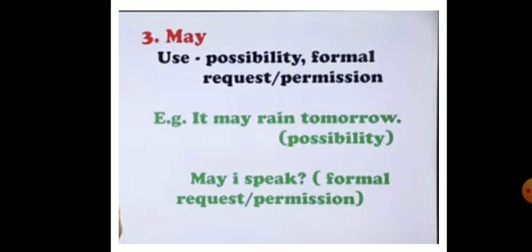For example, may I speak? May I come in, sir? May I go? So may is used for formal request or permission. May is also used for possibility. For example, it may rain tomorrow. There is a possibility. So may is used for possibility, formal request or permission.